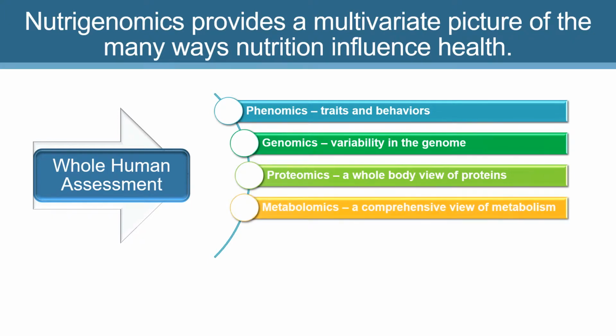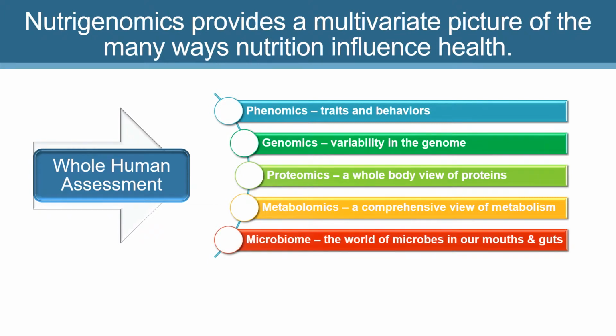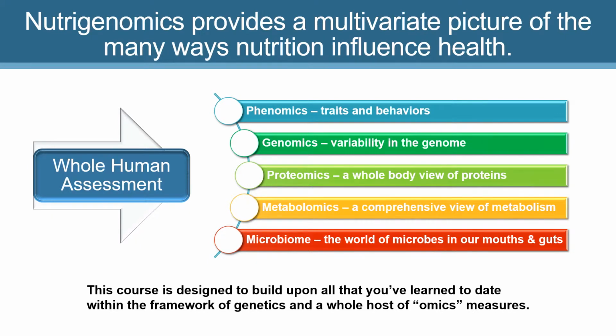It can be measured at the level of metabolomics, which is a comprehensive methodology for characterizing metabolites and metabolism. And it can be measured at the level of the microbiome. In terms of nutrition, the gut and oral microbiomes are probably the most important. This course is designed to build upon all that you've learned to date within the framework of genetics and a whole host of other measures to provide you the foundation for understanding how personalized or precision nutrition recommendations are made.